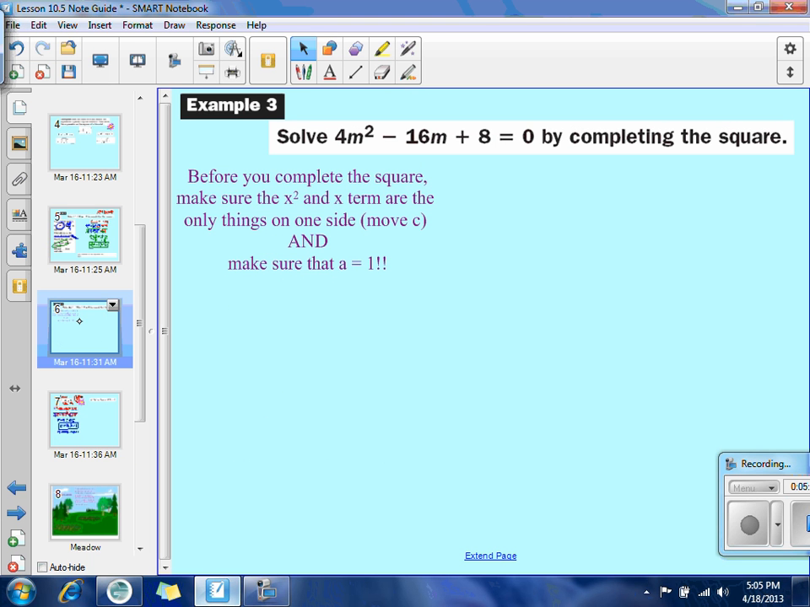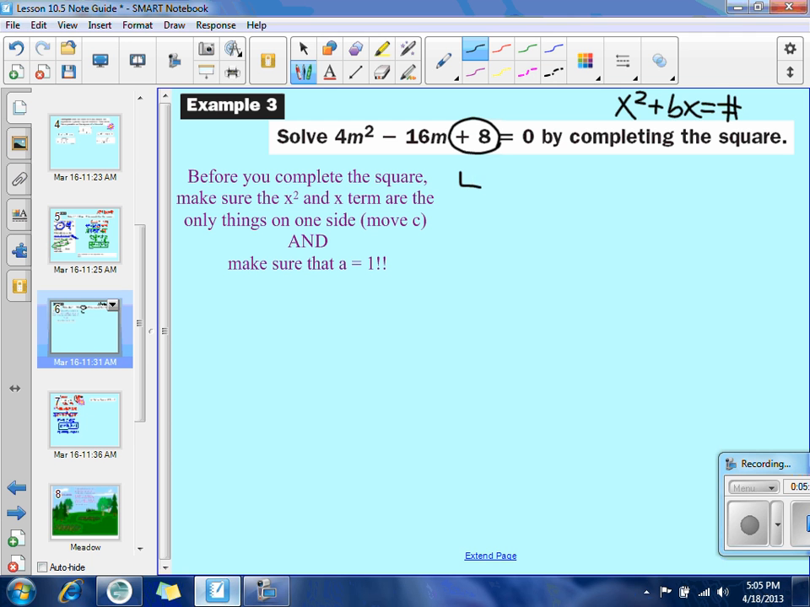All right, let me walk you through the process of equations when they don't start off looking like x squared plus bx equaling a number. First off, let's get rid of this plus 8. I'm going to have 4m squared minus 16m equals negative 8. From here, I need x squared by itself, but right now there's a 4 in front of it. Let's divide all of these values by 4. That'd be m squared minus 4m equals negative 2. Now I'm ready to complete the square.